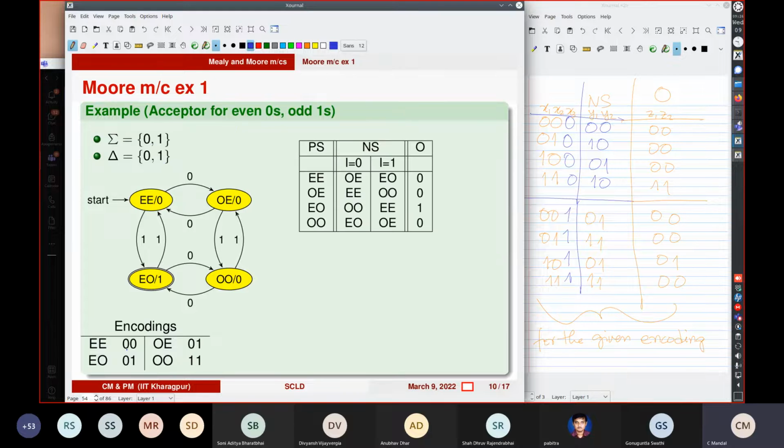So for this encoding, this is your state. This is the next state and output. These are the next state and output functions of your machine. Now, note that your output function has been shown this way because this is a Moore machine. Your output does not depend on the input, so you can do it this way.